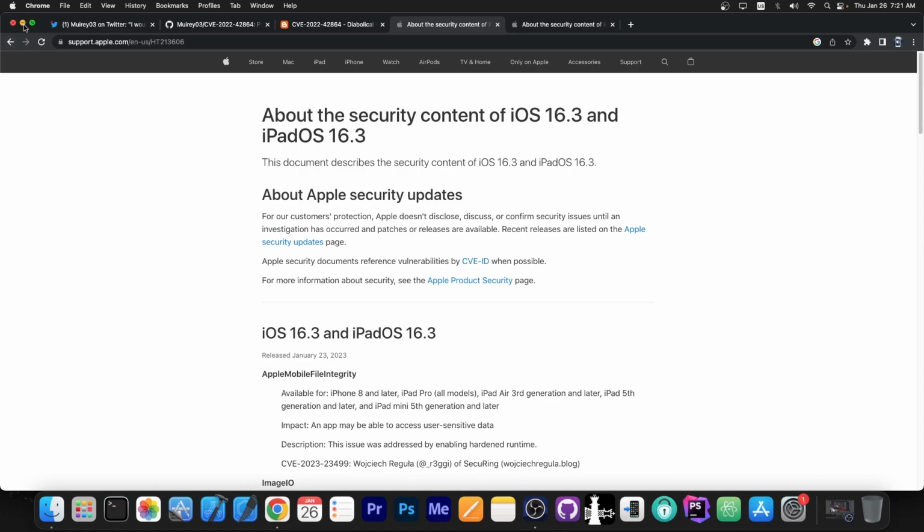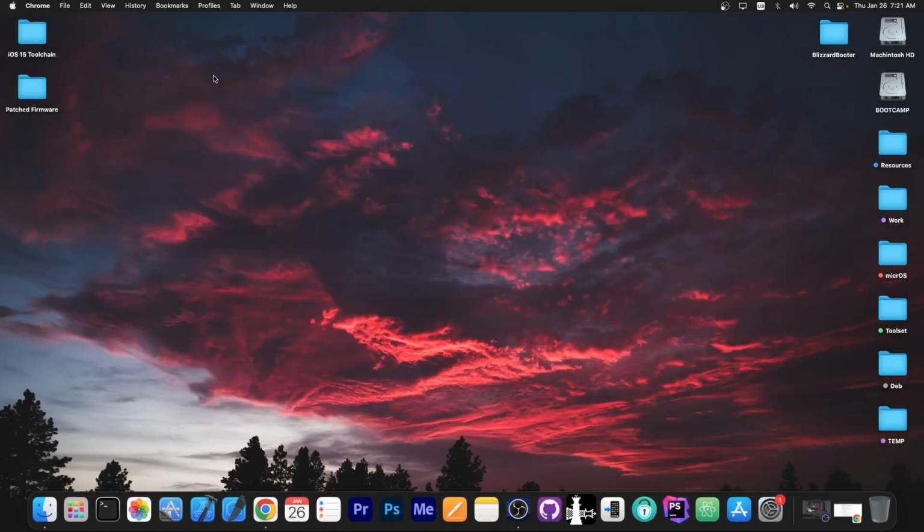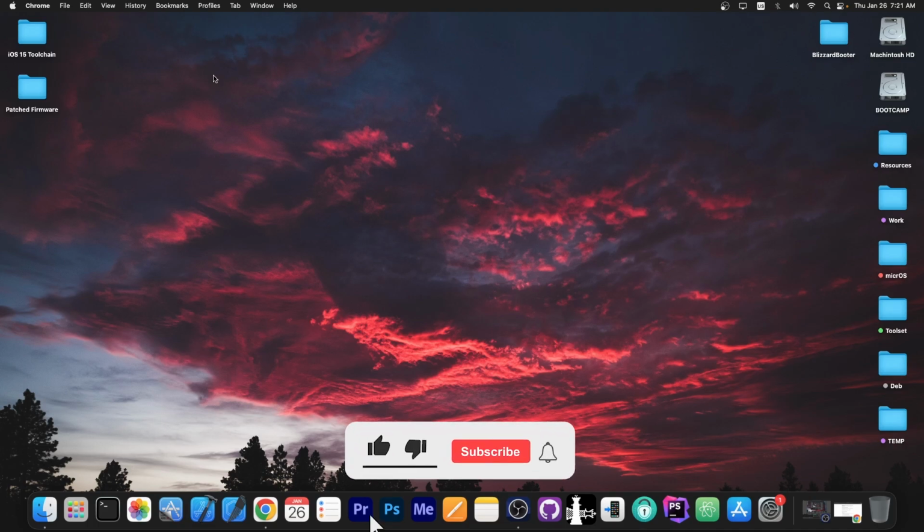However, I would still recommend staying on iOS 16.1.2 and lower if you're planning to jailbreak in the near future. There seem to be vulnerabilities being released, so definitely stay tuned.